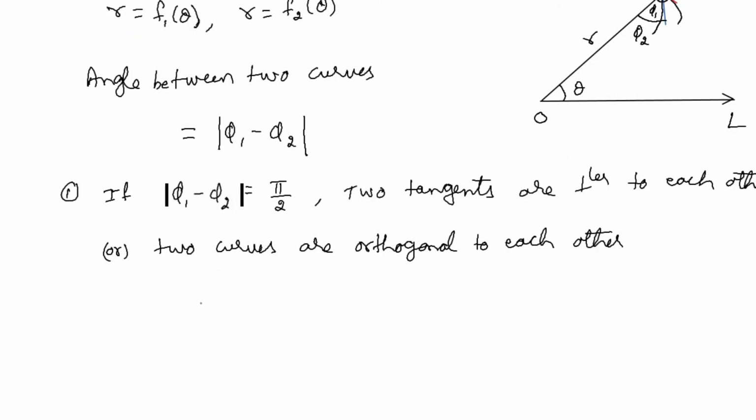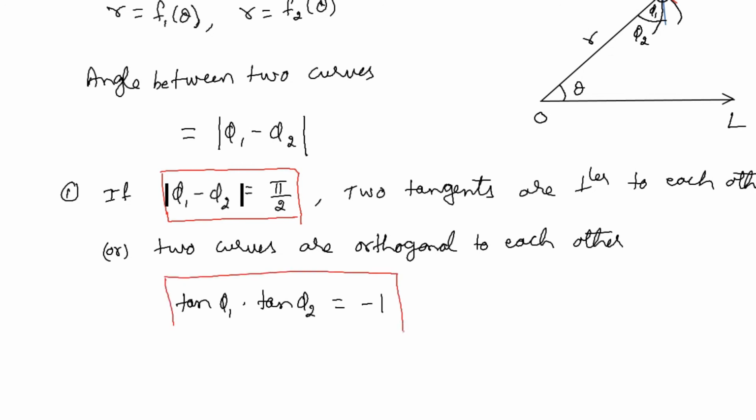There is another relationship. Even suppose if you have tan of phi 1 into tan of phi 2, if the product between these two is minus 1, even in that case, you can say that the two curves are orthogonal to each other. So we have two relationships where I can say that two curves are orthogonal to each other. So the first relationship is if phi 1 minus phi 2 is equal to pi by 2, or if tan phi 1 into tan phi 2 is equal to minus 1, we say that the two curves are orthogonal to each other. So that's all I have for today.